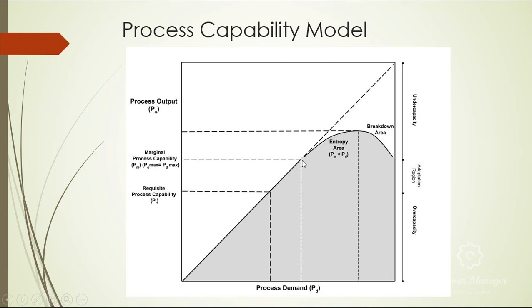Now, if we stay here for a long time, we start to see where our demand continues to increase, but our output doesn't keep up with the demand. And this is called the entropy area. In a system, the entropy area is a point in which we have more energy loss than we gain. In theory, all systems have entropy, but within this model, as long as you're within the requisite process capability, the team is able to absorb the entropy.